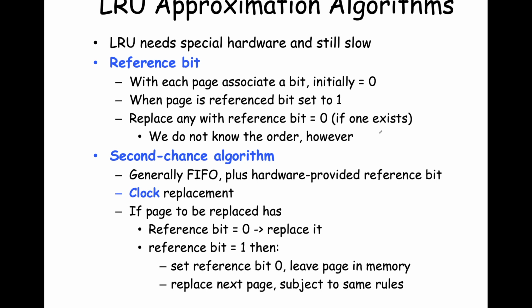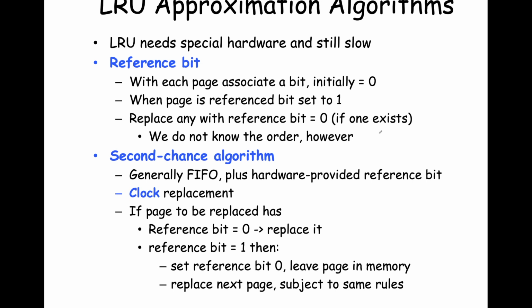Whenever a page is referenced, we go ahead and set that bit to 1. And so when you're going to make a replacement decision, you replace any page that has a reference bit of 0 if one exists. But the problem then is you also don't know the order in which those pages were referenced. There's another approximation to LRU called the second chance algorithm.